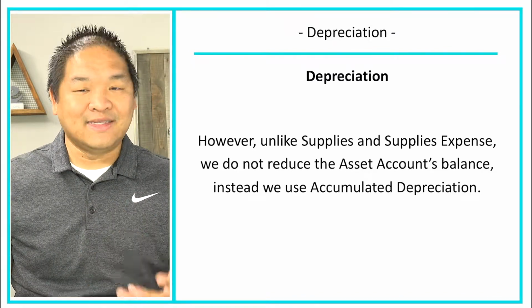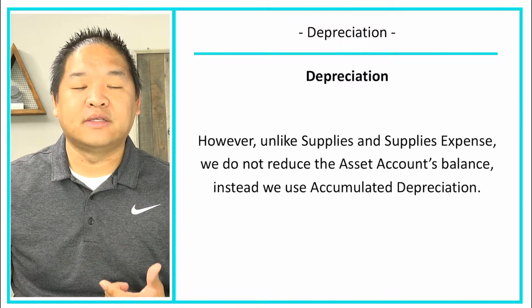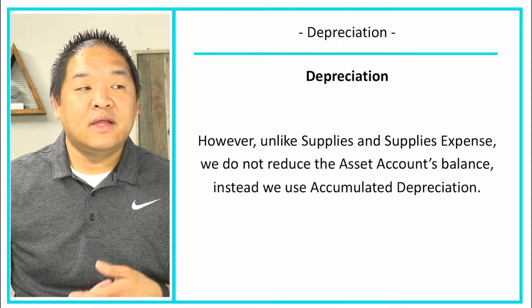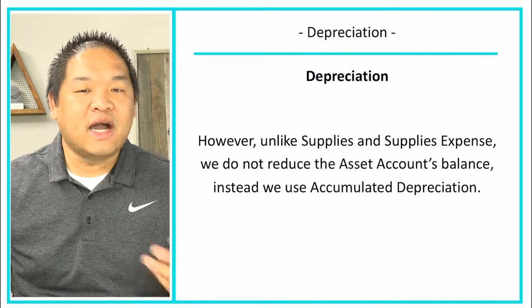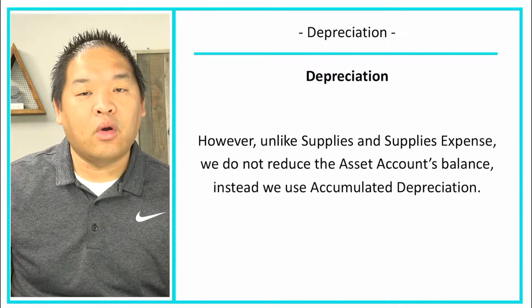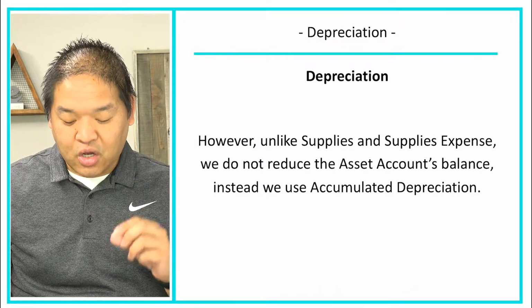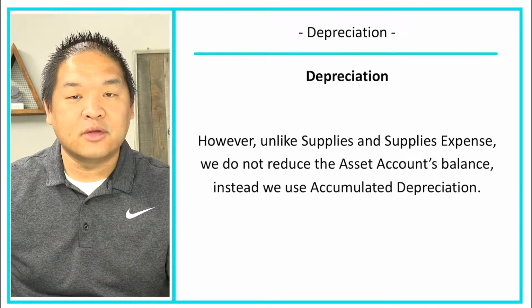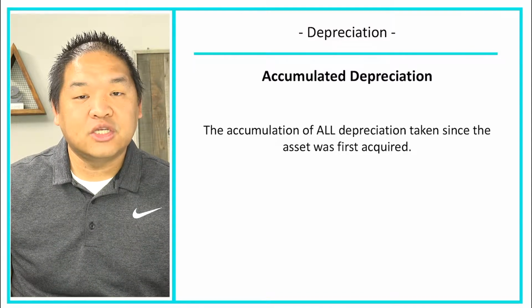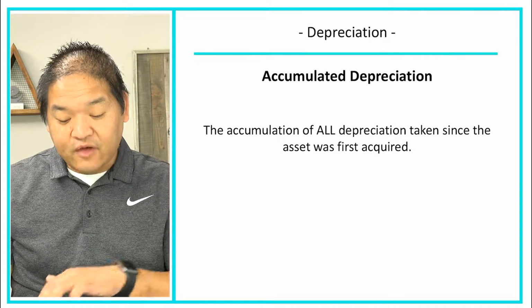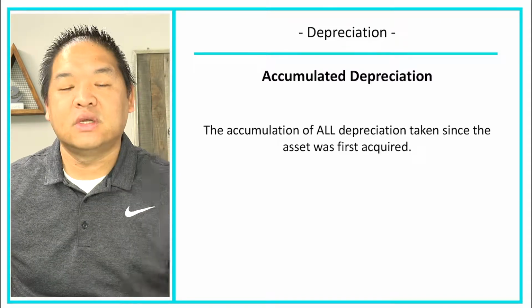Now, a lot of people ask, why is that? Well, we want to preserve the cost of an asset on our balance sheet. If we credit the asset, then the asset is going to be shown on our balance sheet at net, which is what's left to allocate, but it's not going to show us what we purchased it for because of that credit entry. So instead of doing that, we credit something called accumulated depreciation, and I'll show you what that looks like when we do an example here. Now, what is accumulated depreciation? The accumulated depreciation account is an accumulation of all depreciation taken since the asset was first acquired.